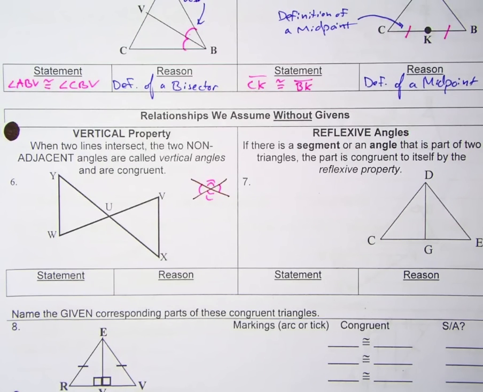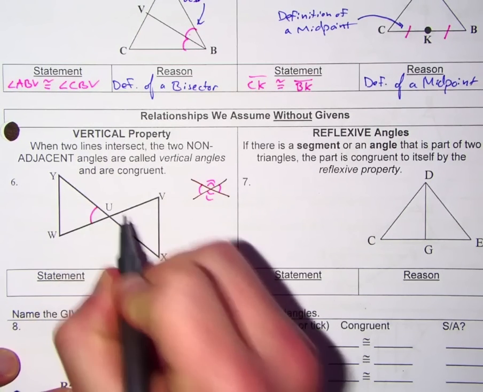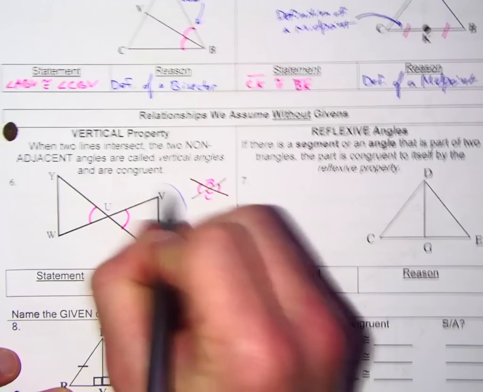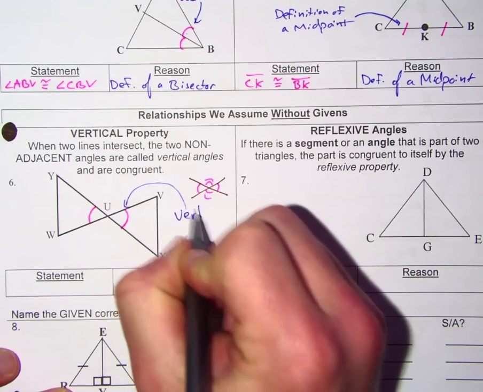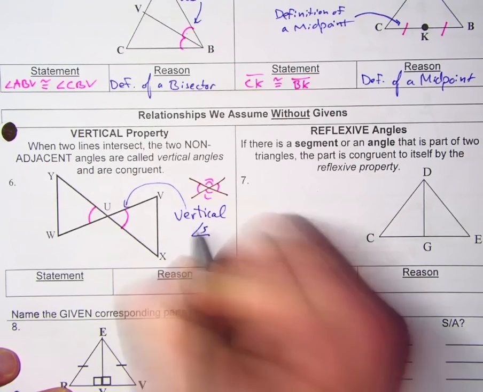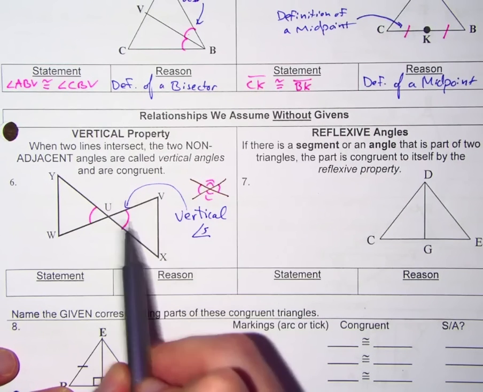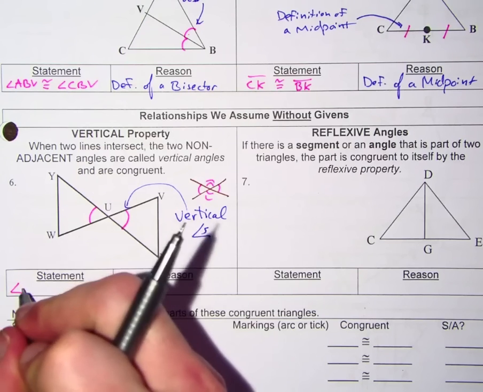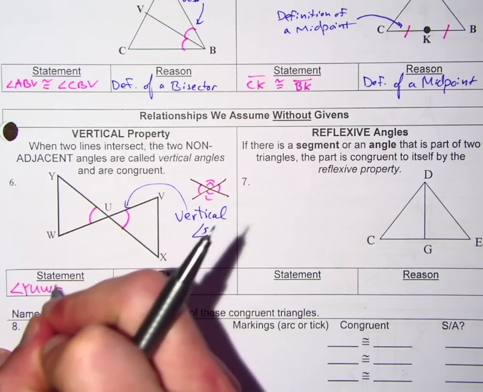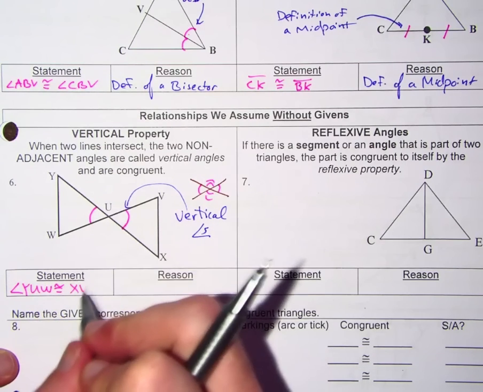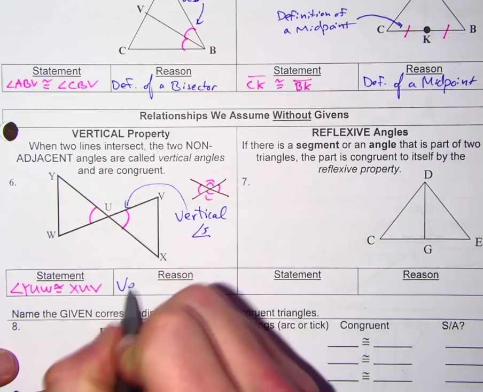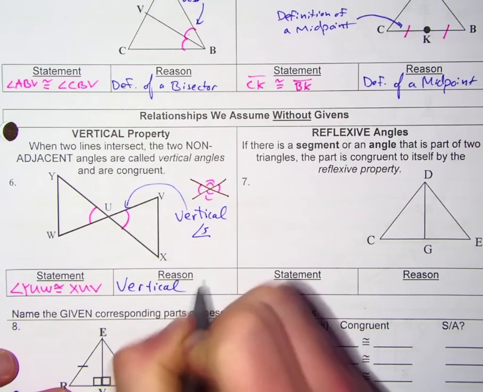So what are the vertical angles we have right here? Well, this is the pair we're talking about. And the reason I was able to make that marking, again, vertical angles. Have to justify any mark you make with words. So the statement, angle YUW is congruent to angle XUV. Watch your order. The reason, because vertical angles are congruent.